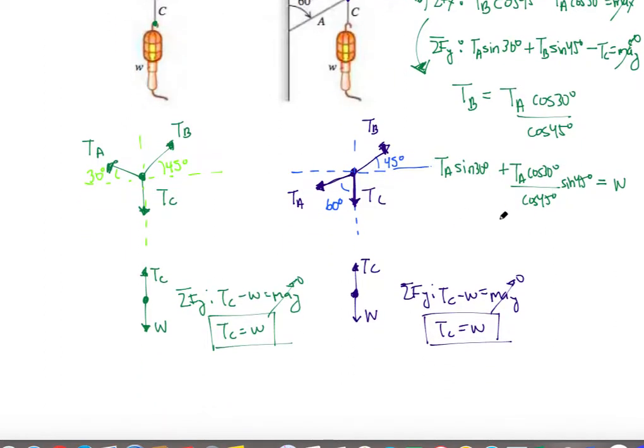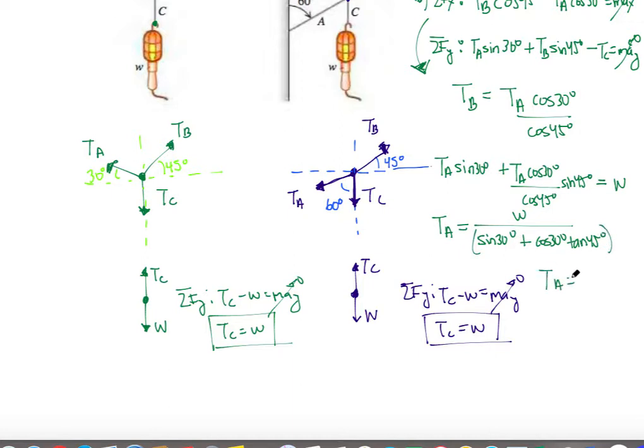So now I actually can factor out tension A, and I'm going to do a couple steps at once here. I'm going to collect all of this trig and then divide by it. So I have sine of 30 degrees plus cosine of 30 degrees, and then I have sine over cosine, so I have tangent of 45 degrees, which is nice because that's actually 1. So this is all in my denominator.